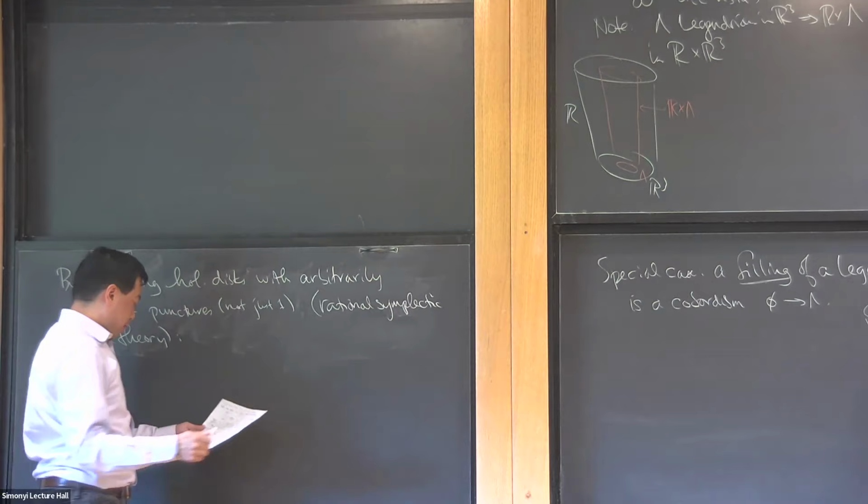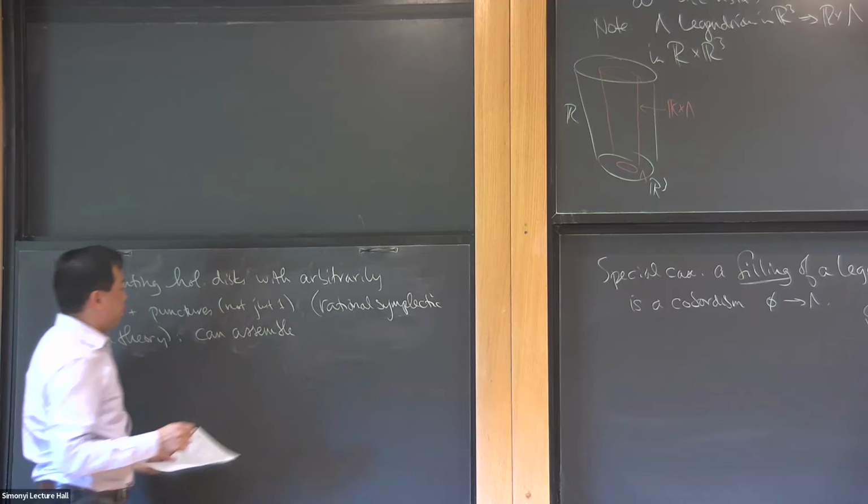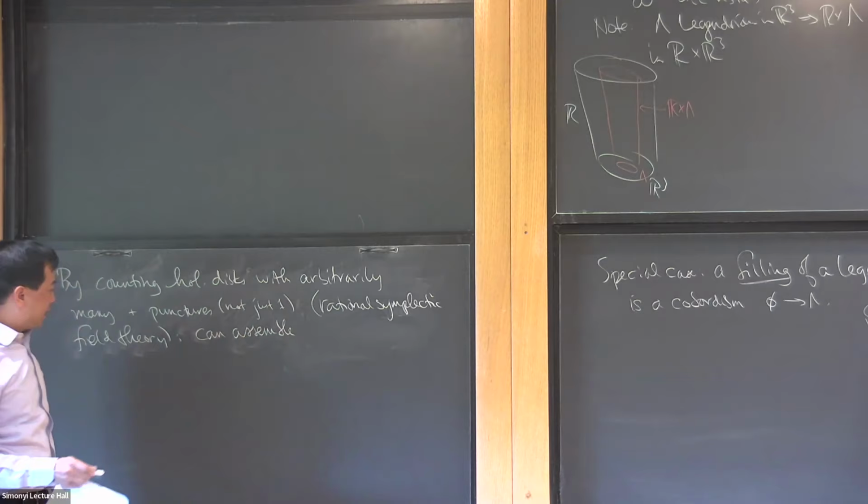Possibly, but we can distinguish whether. So we can assemble, for example, the root of. So, okay, great. You can count these rigid holomorphic disks, but then the question is what's the right algebraic structure to assemble these into?